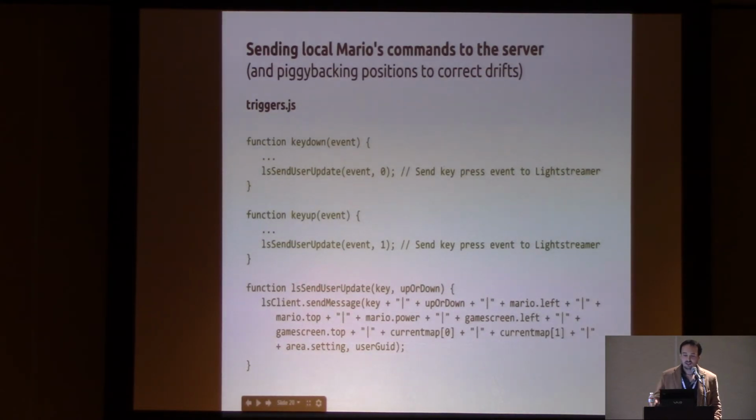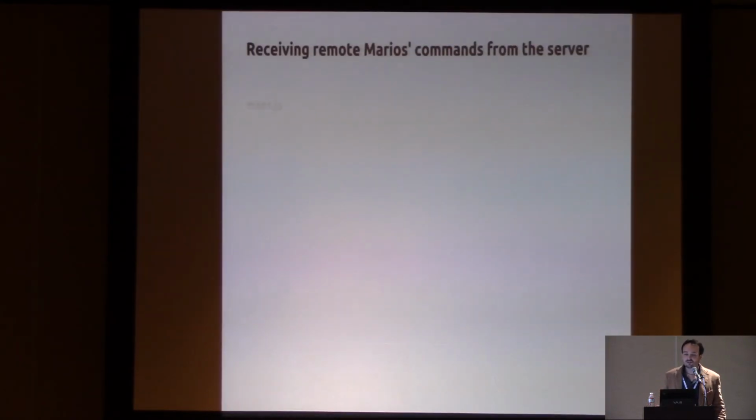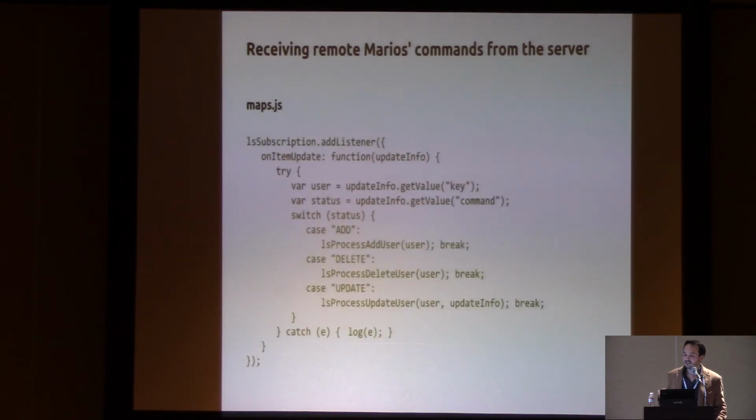Now, let's see how you receive remote Mario's commands from the server. Again, you subscribe to some kind of data. You add a listener to receive the real-time callbacks. And for each update, you extract the user and the status. This is the loop to manage the multiplayer part, so players coming into the world and leaving the world.